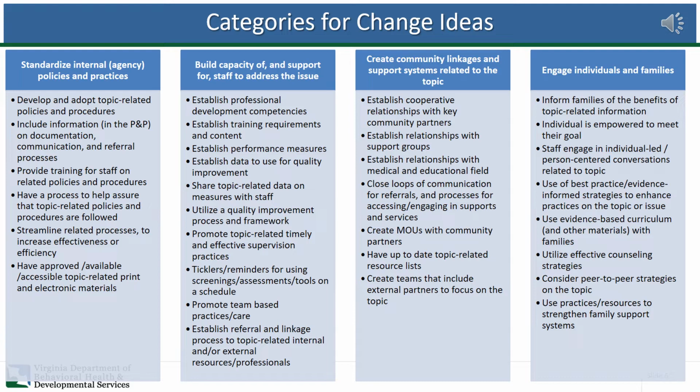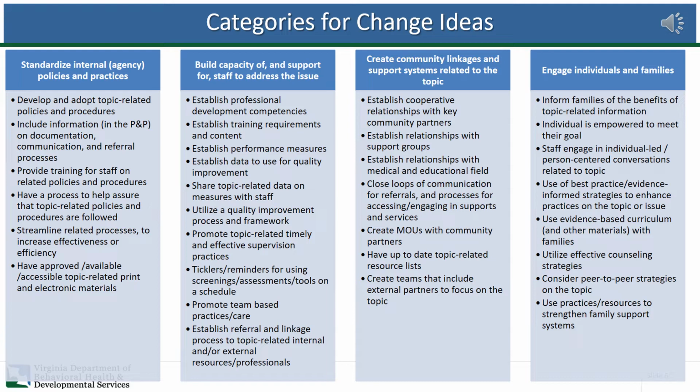This is a list of potential change ideas within different categories that I have created over the years as a result of working with public health and other human service organizations to select changes in quality improvement projects. So you'll see the 4 categories that are here are standardize internal policies and practices, build the capacity of and support for staff to address the issue at hand, create community linkages and support systems related to the topic, and engage individuals and families in your work.